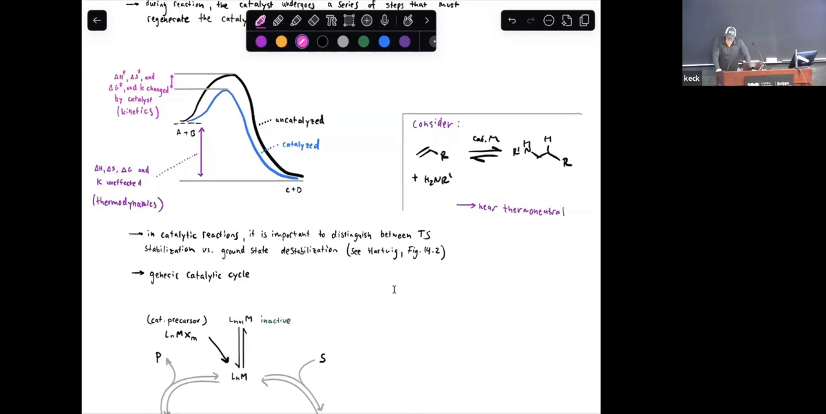Most of the examples we will cover in this course are thermal reactions, meaning the reactions are not out of equilibrium. So what are out of equilibrium reactions? Those are photochemical reactions, those are electrochemical reactions. We're typically talking about thermal reactions, which are in equilibrium reactions.